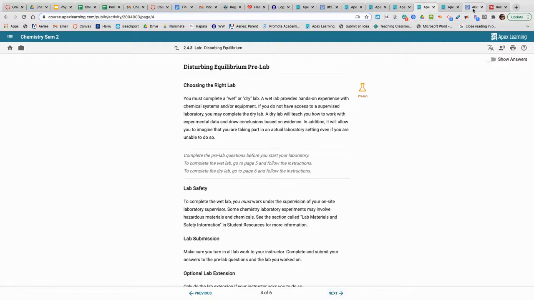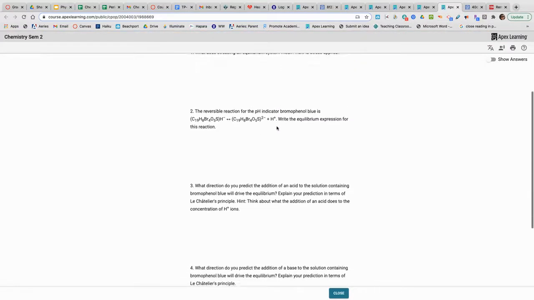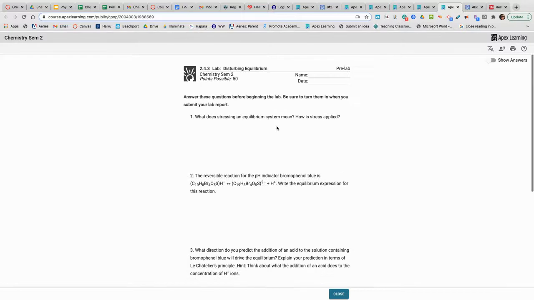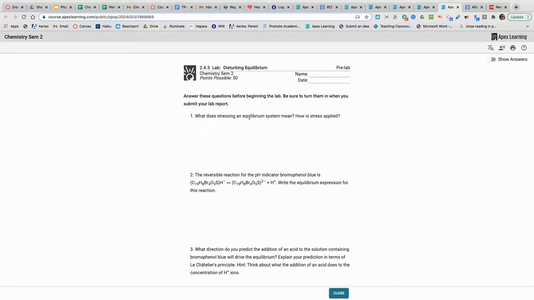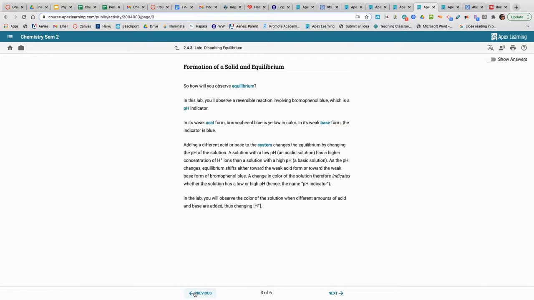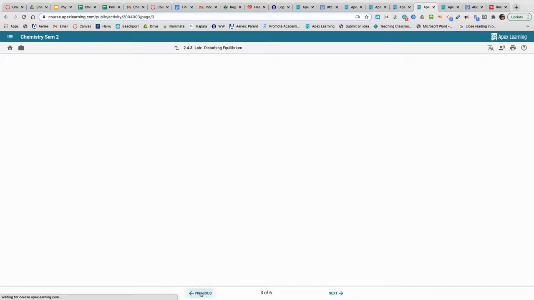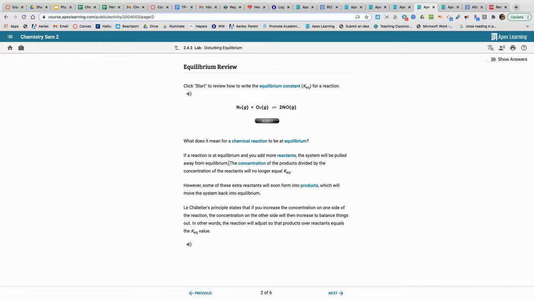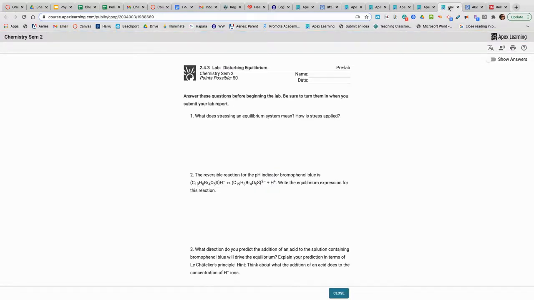In your pre-lab, you have 4 questions to answer. The first one says, what does stressing an equilibrium system mean? How is stress applied? So remember that if you go back here, you'll see it talks about the concentration. So think about the concentration when talking about stressing the equilibrium.